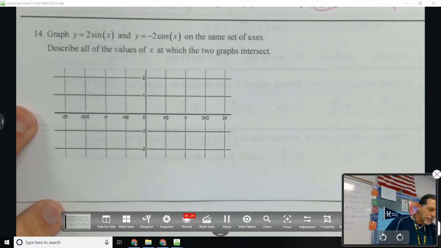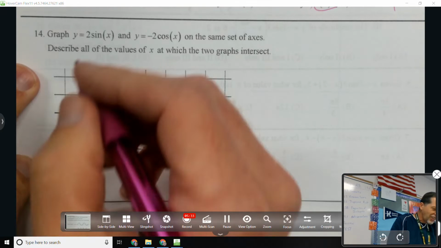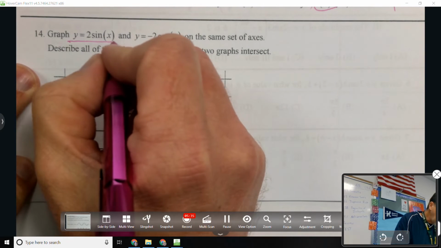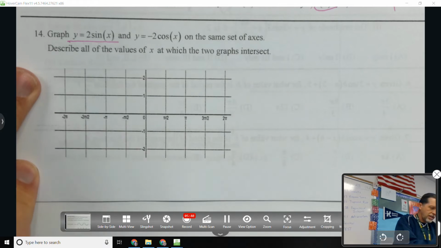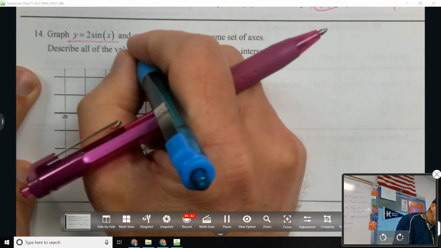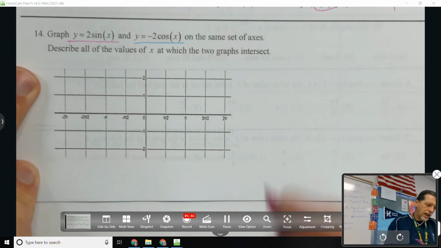Working on it. Number 14, part 2. Graph y equals 2 sine x and negative 2 cosine x. Okay, so y equals 2 sine x.